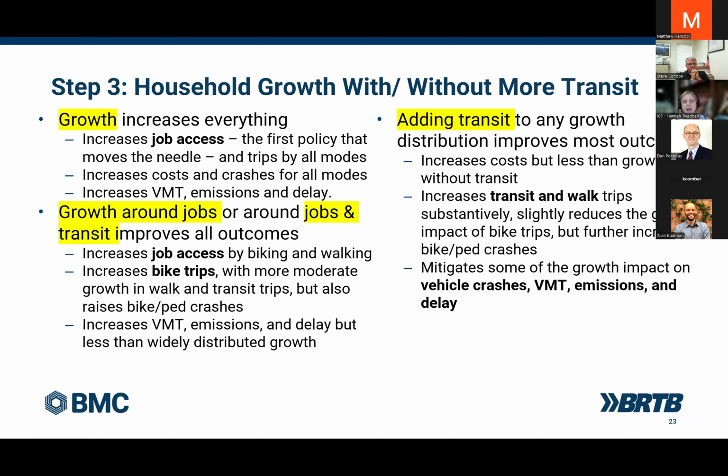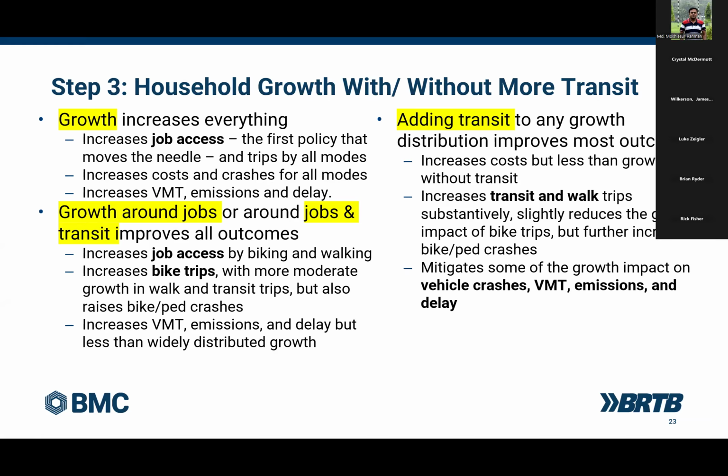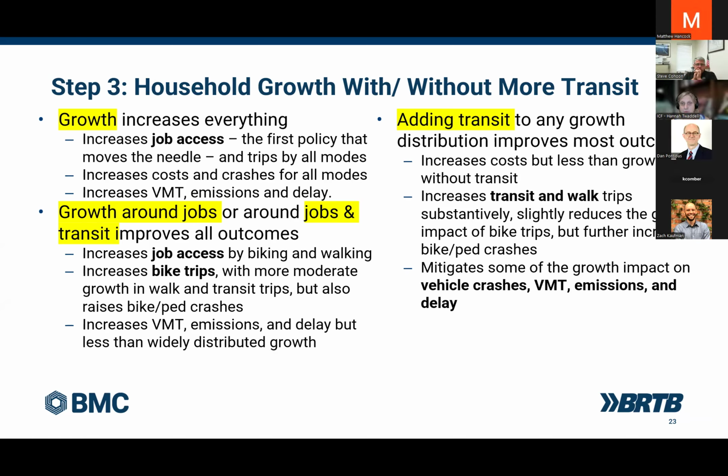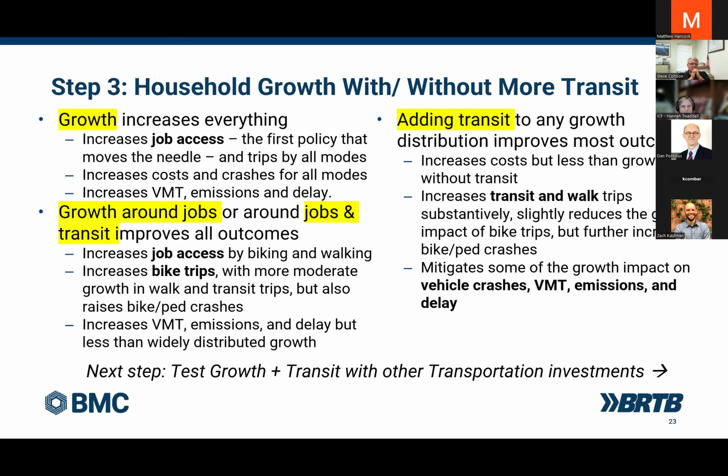So having that growth focused tends to mitigate some of those negative outcomes like emissions and delay and boost some of the positive ones. And then when you put the two together, adding transit to your focused growth, you get an even further boost in some of the types of walk trips and transit trips you want to see, and a little bit more mitigation. So again, we're building a case here for thinking more seriously about the power of that combination of focusing household growth and transit closer to jobs. And that's one of the consistent findings we're seeing.